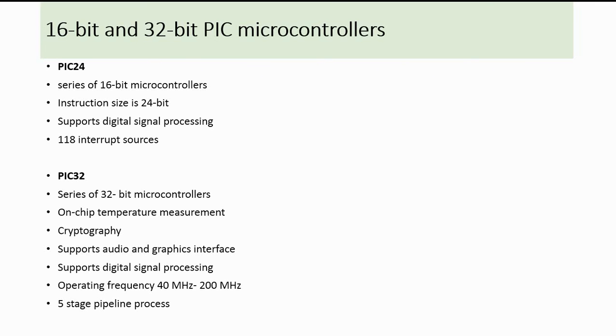These are the PIC 24 and PIC 32 series available from Microchip Technology. The PIC 32 is a very advanced microcontroller. It has a 5-stage pipeline process, the operating frequency is 40 MHz to 200 MHz, and it supports cryptography, audio and graphic interface. In some applications, they are used with an RTOS, real-time operating system.